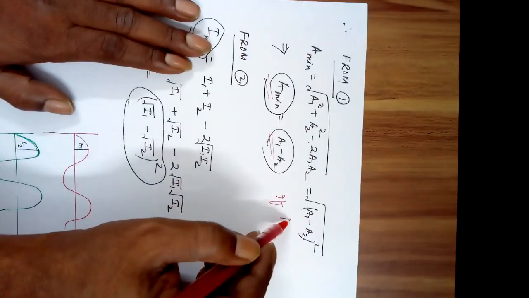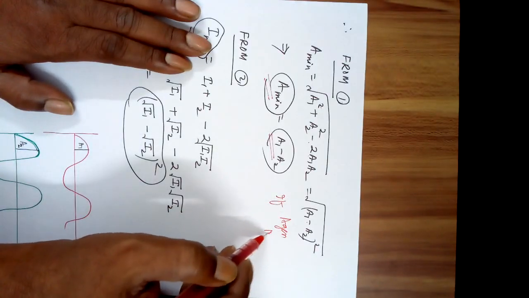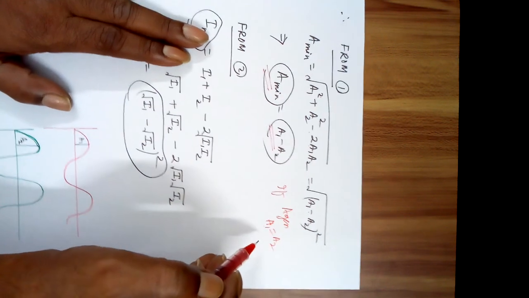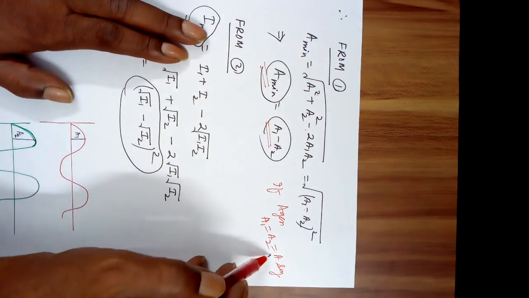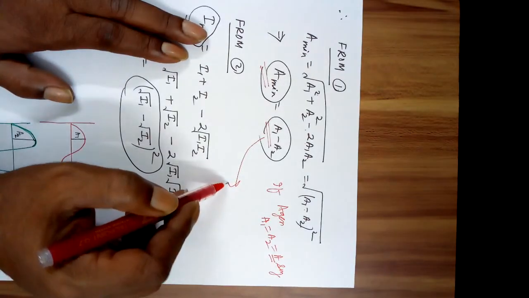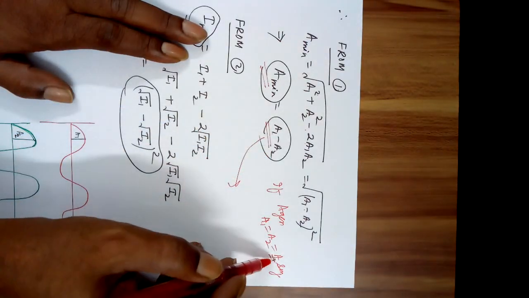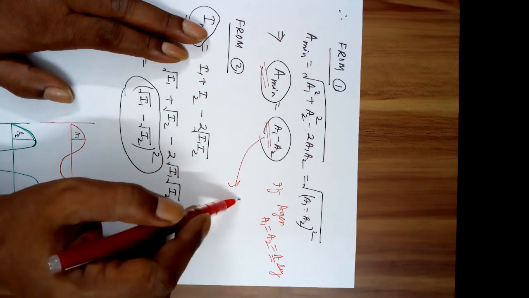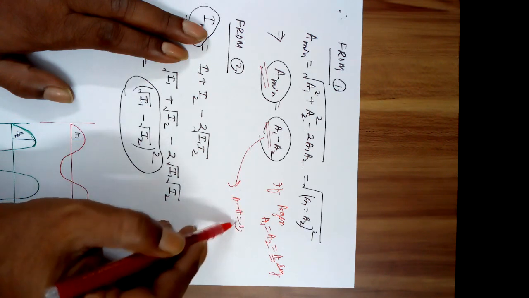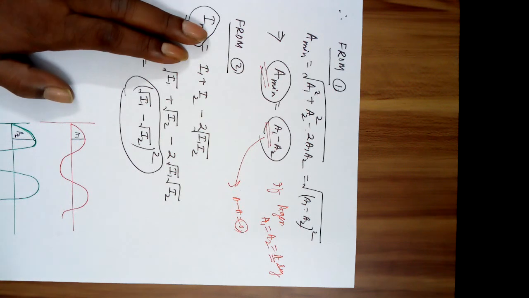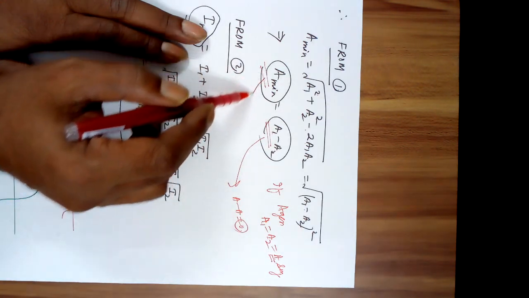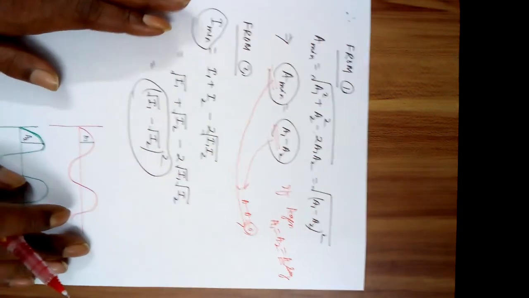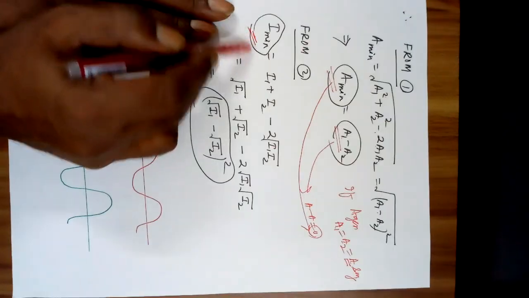If again A1 is equal to A2 is equal to A, means both the waves have the same amplitude, then how much will be this? A minus A. For A1 I will put A, for A2 I will also put A. So A minus A, that is equal to 0. So during minimum destructive interference, if both the waves have the same amplitude, then the resultant amplitude is equal to minimum.